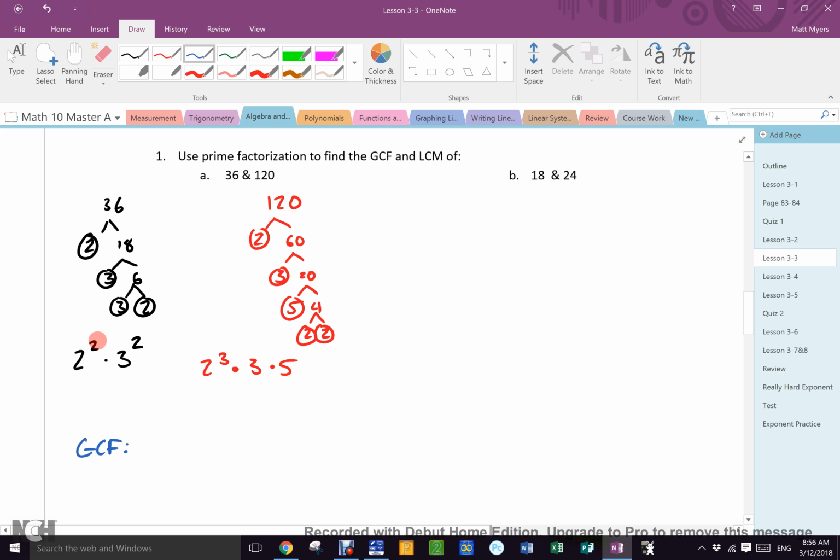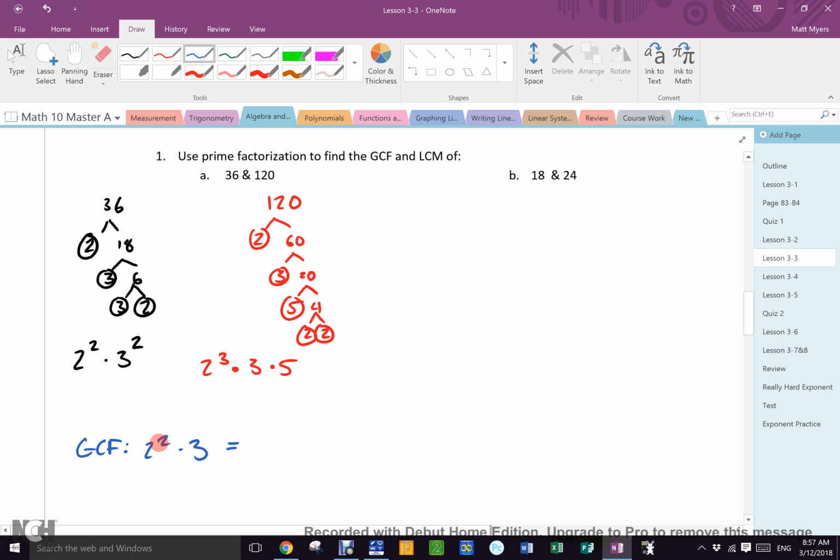That guy's got 2, that guy's got 3. So if I actually wrote it out, it would be 2 times 2 and 2 times 2 times 2, yes? And only the first 2 are in both, correct? So it's 2 squared because it's the smallest one. Everybody good? Is there a 3 in both of them? How many? 1. Is there a 5 in both of them? No, so we stop right there.